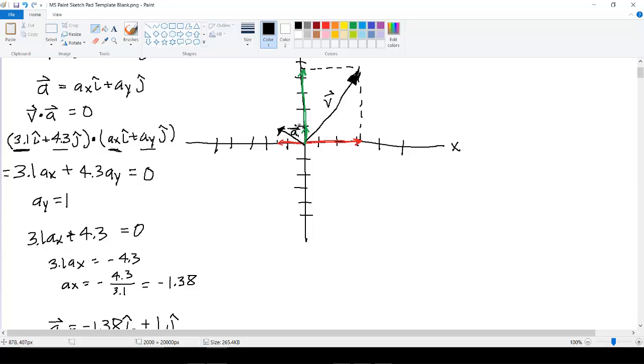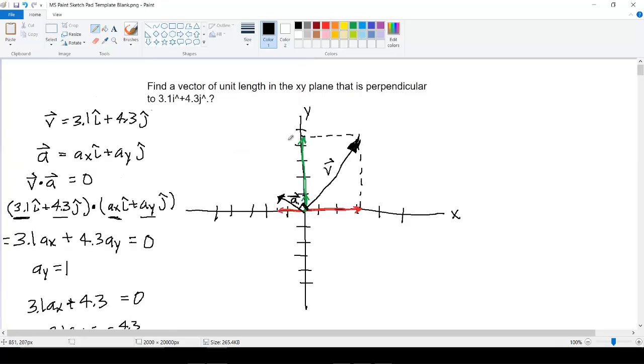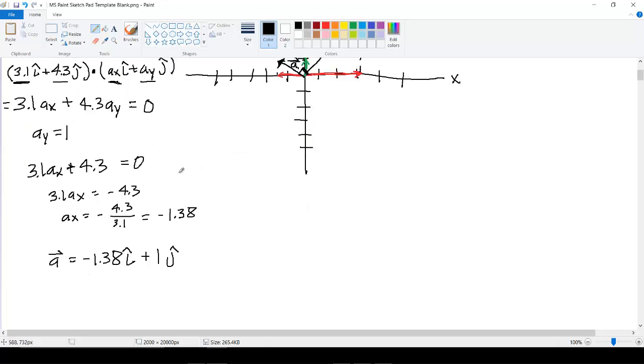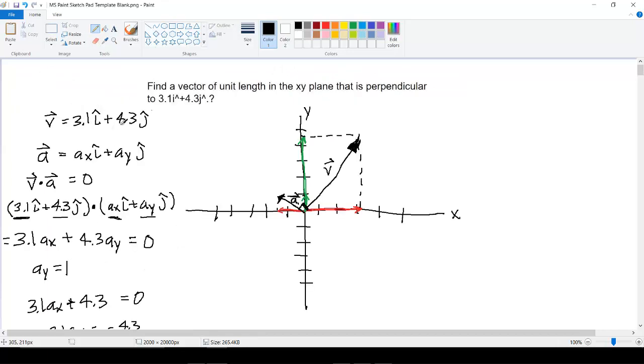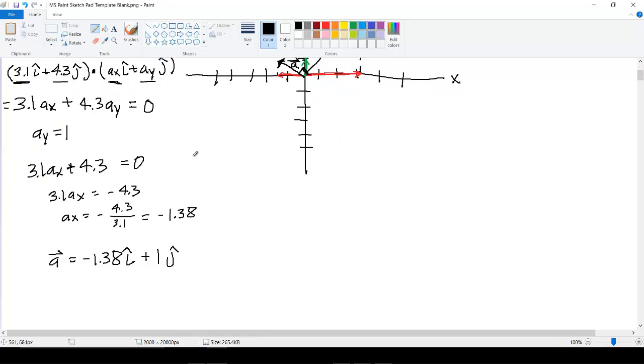It's our vector A. And it's a lot shorter, but we don't really care about the length. What we want to know is that this angle is 90 degrees, and at least with a cursory glance, it looks like it's perpendicular. Not that this is an exact diagram, but they look perpendicular, so it should have worked. And of course you can check again, if you were to dot multiply this by our original vector, you should end up with 0.